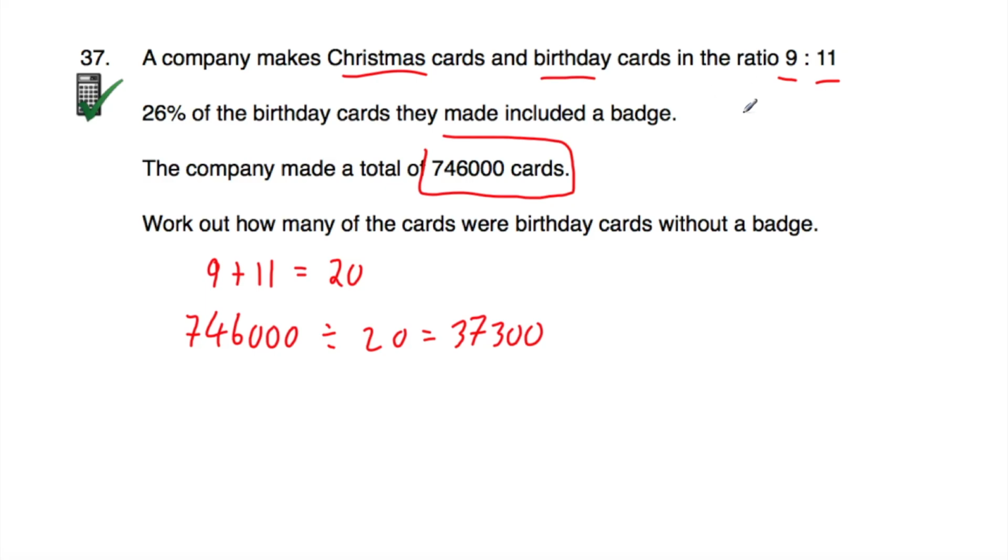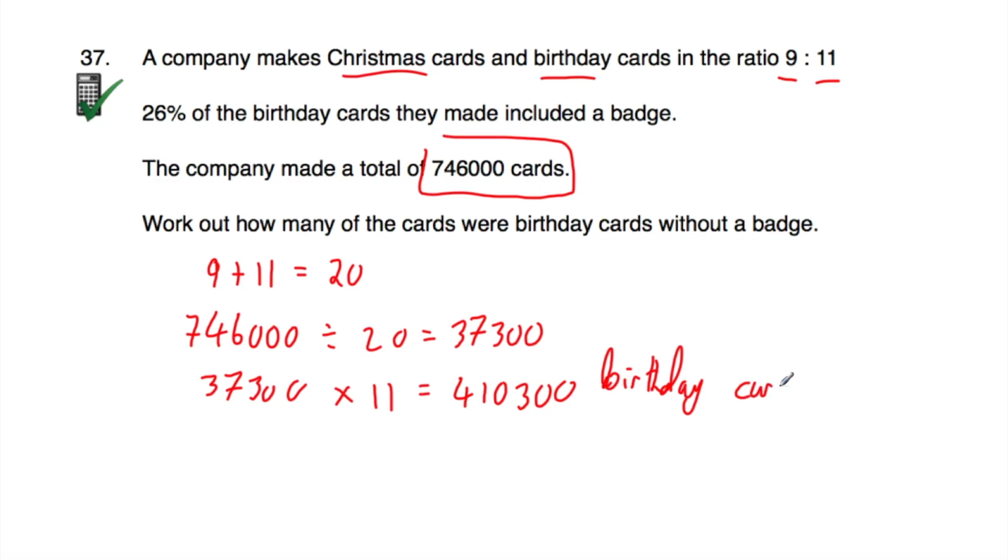Now we want to find out how many birthday cards there are, so we need to multiply by 11 because we wanted 11 parts. We're multiplying by the birthday cards number in the ratio. So let's take the 37,300 and multiply that by 11. If we multiply by 11, that's equal to 410,300. So that's how many birthday cards. I'm going to write that down, birthday cards. That's how many birthday cards there are.